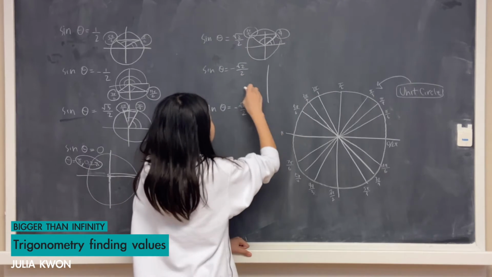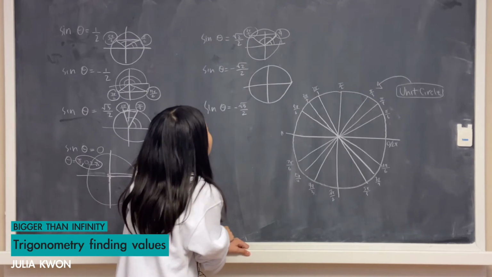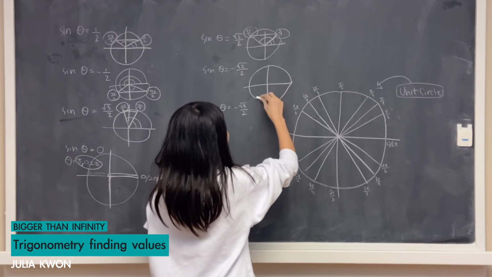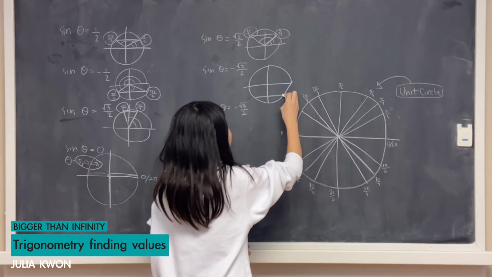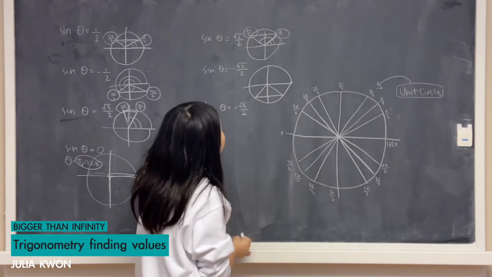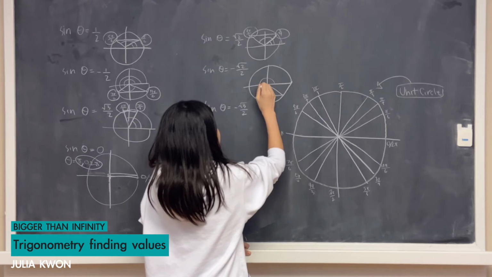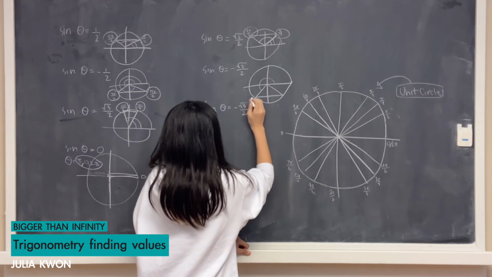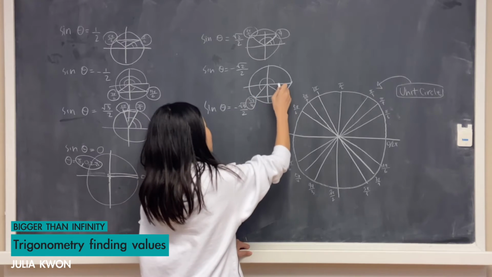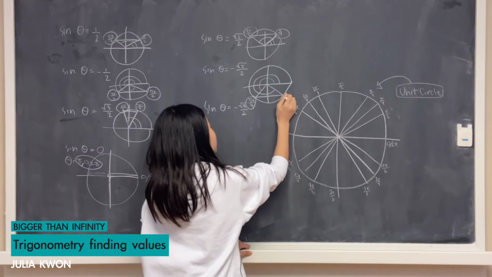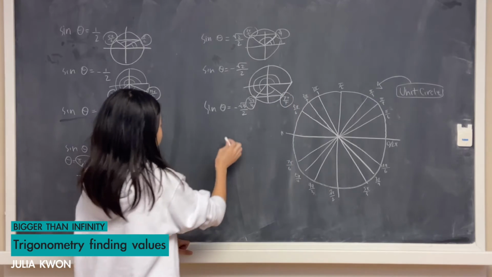And for when sine theta is equal to negative square root of 2 divided by 2, it would be somewhere over here. You can make the 2 lines, and this radian here is 5pi over 4. That's one of the thetas. And this radian here is 7pi over 4. So that's another.